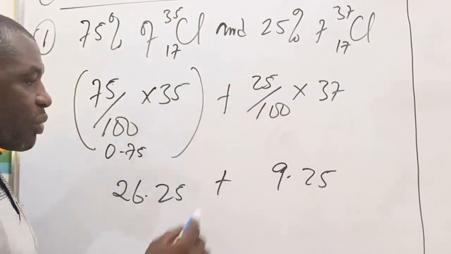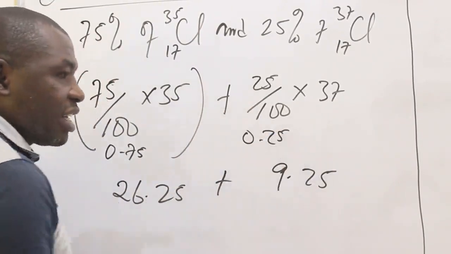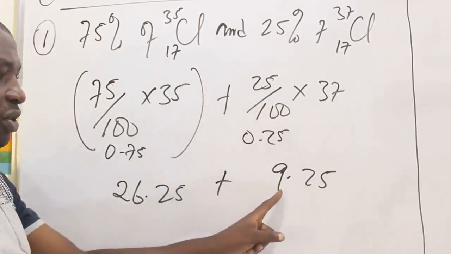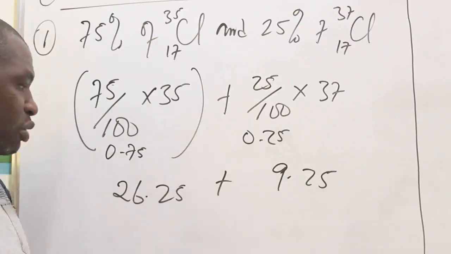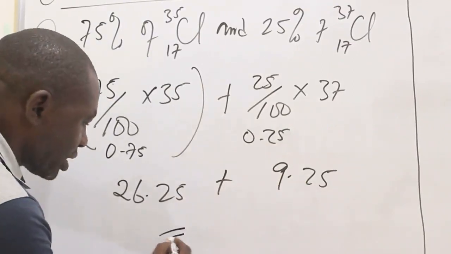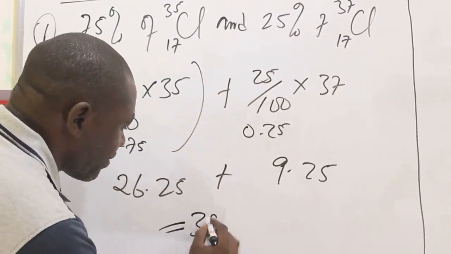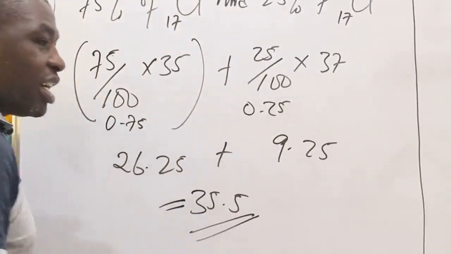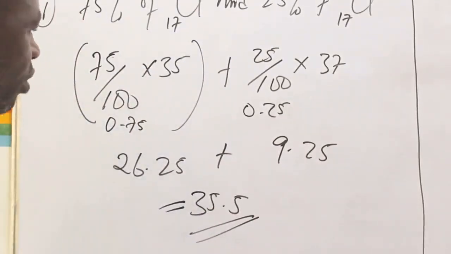25 divided by 100 will give you 0.25. Then you multiply by 37. That will give you 9.25. If you add the two masses together, that will give you 35.5, which is the relative atomic mass of chlorine.